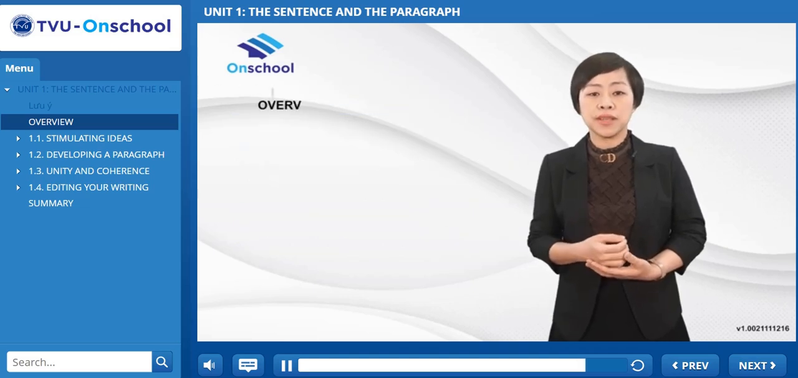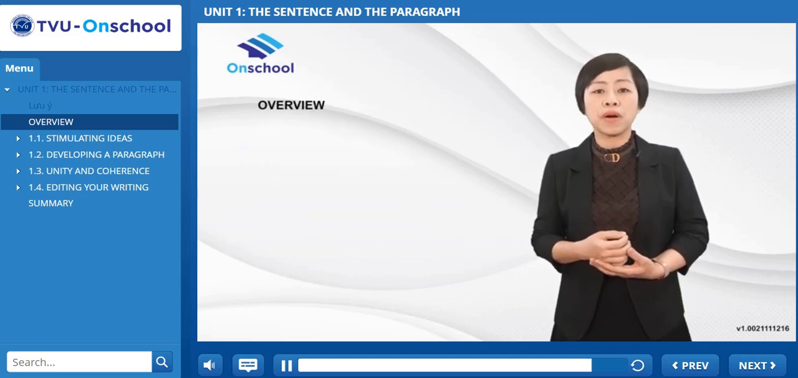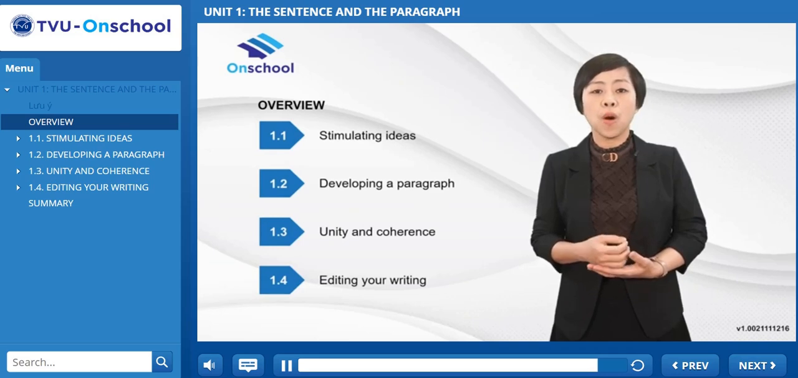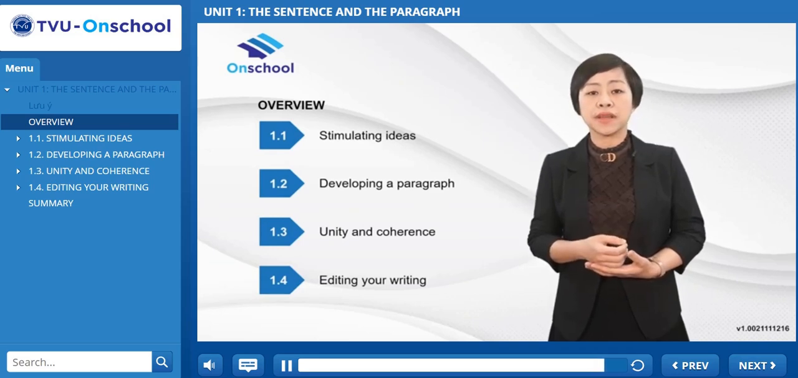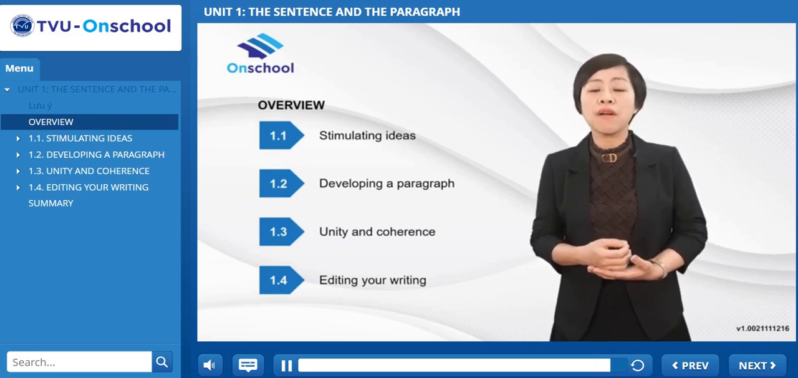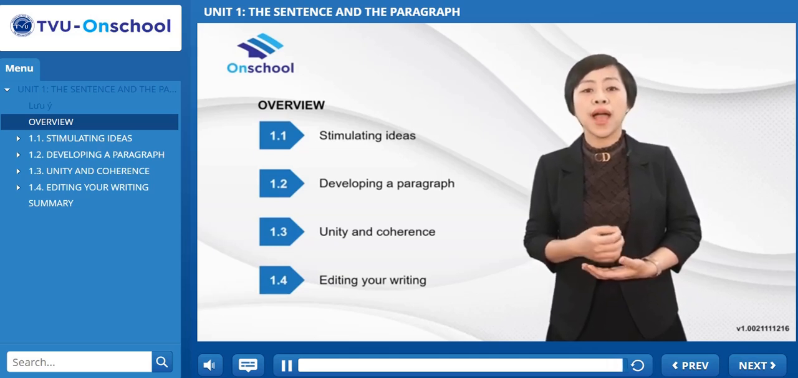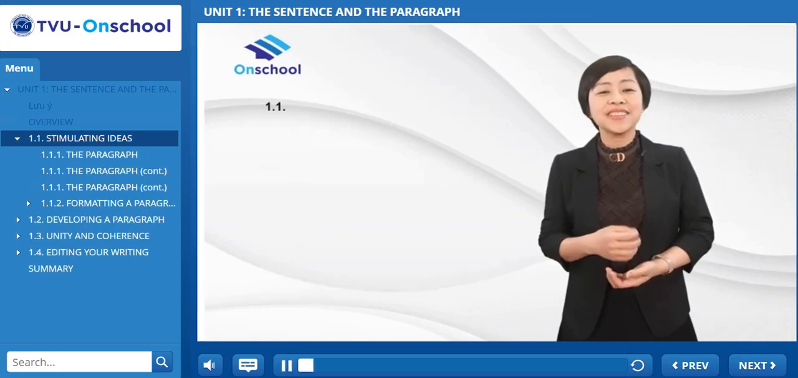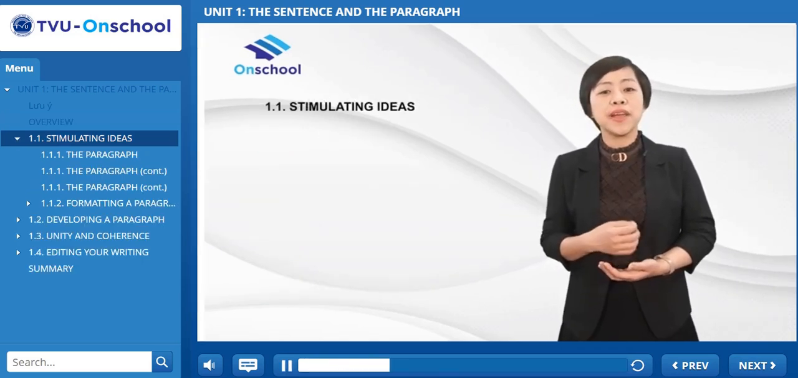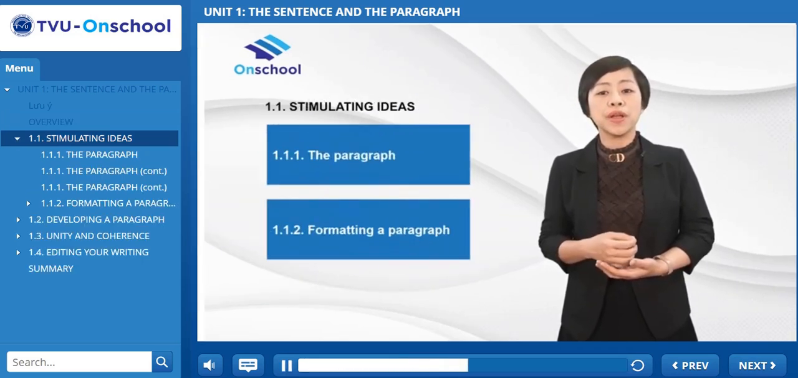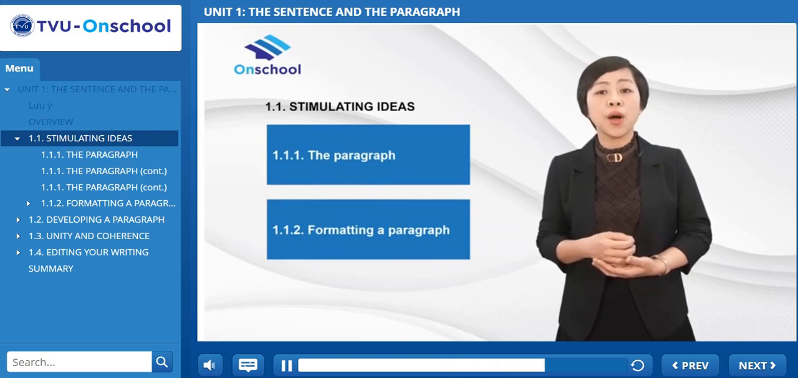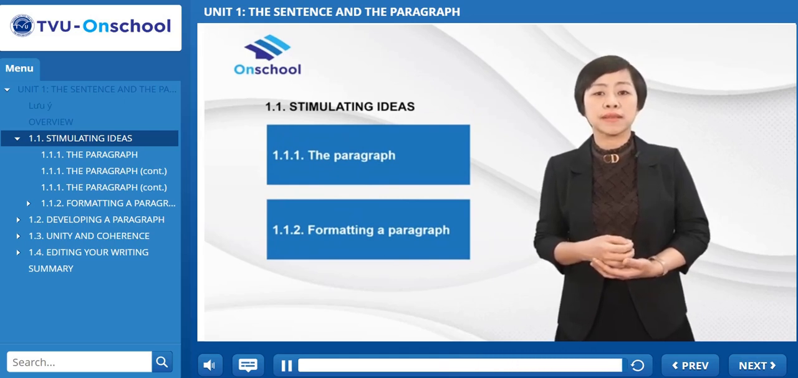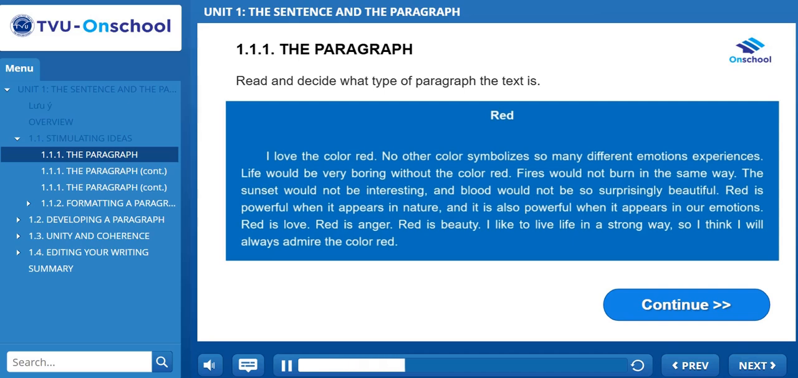To meet those objectives, we are going through the following parts of Unit 1. Part 1, stimulating ideas. Part 2, developing a paragraph. Part 3, unity and coherence. And Part 4, editing your writing. Let's start with this first part, stimulating ideas, in which we are going to explore a paragraph and how it is formatted. Can you read the paragraph in Unit 1 in 1 minute and tell me the type of the paragraph?